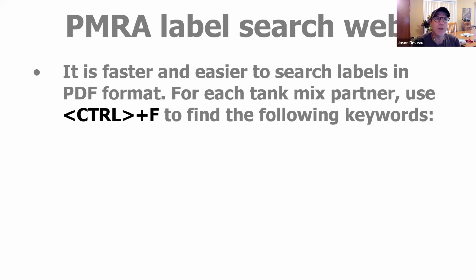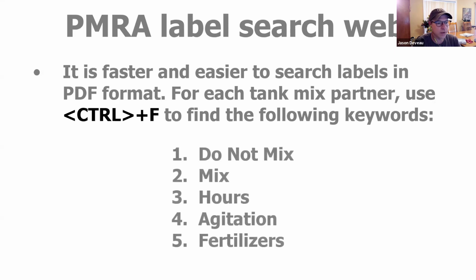If you have your pesticide labels in PDF format, you can probably get that through the agrochemical company themselves, or maybe there's a trusted website you know. They're not so bad to search if you use your keyboard. Control F means find. If you hit Control F, you can search for the following keywords: do not mix, mix, hours, agitation, and fertilizers. And we chose these because these are the words that always bring up the big problems. If you type do not into a search engine on a pesticide label, you're done for the day. Do not appears about 8 bazillion times on a label.